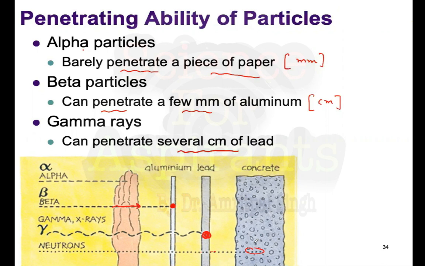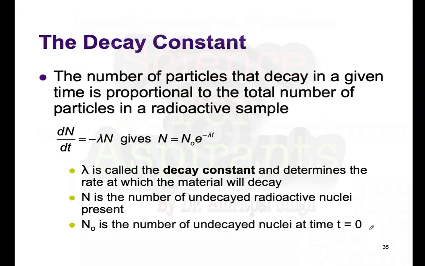So that's why, based on this penetration ability, gamma radiations and neutrons are the more dangerous particles, because they can penetrate deep inside the tissue and also cause bone cancer or skin cancer or some sort of cancers in our body. So they are very, very dangerous particles.